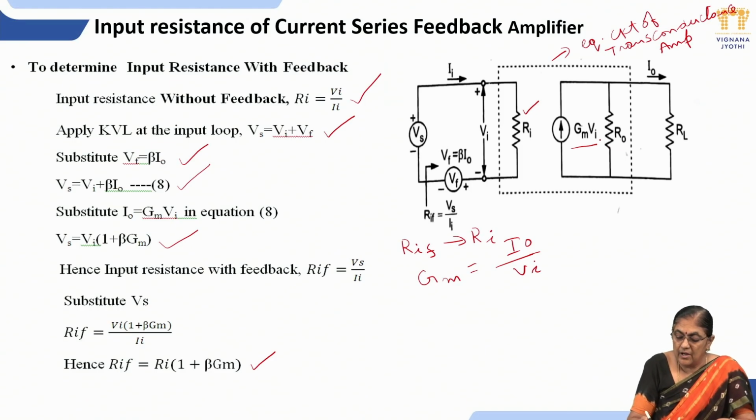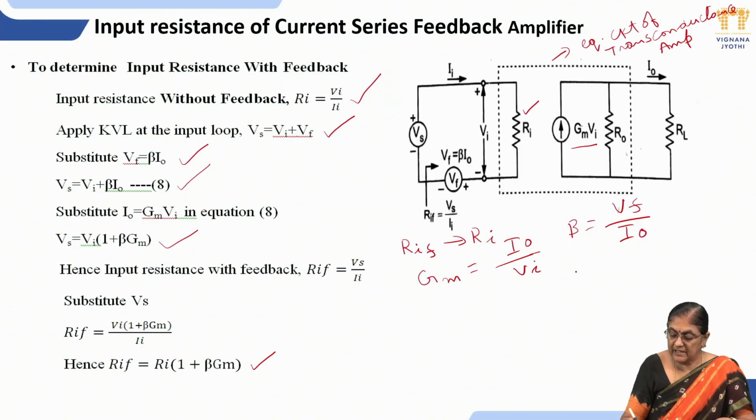Output of feedback network is Vf. Feedback factor beta is Vf by I naught. From this you will get Vf, the feedback voltage, output of the feedback network. Vf is equal to beta I naught. So you can represent that feedback voltage in series with a voltage source, Vf. Magnitude of Vf is beta I naught. The circuit represented in these dotted lines is the equivalent circuit of transconductance amplifier.